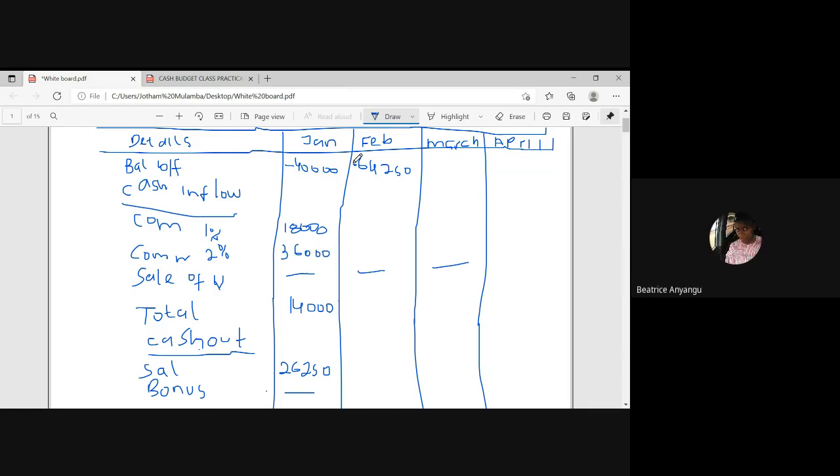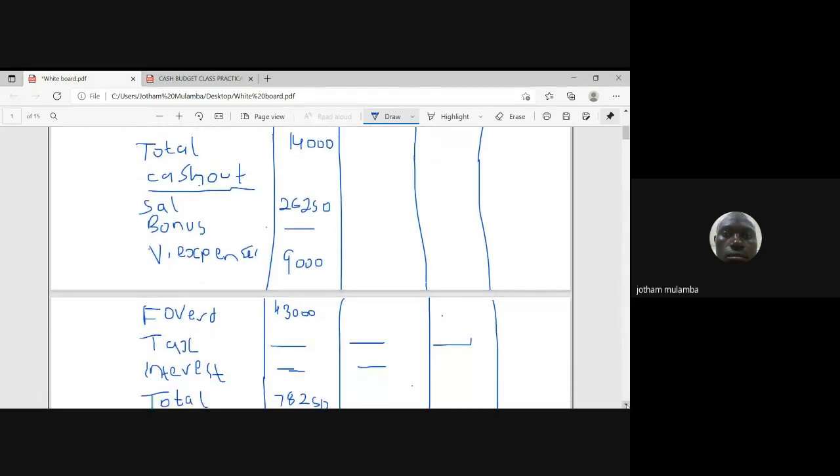Mwalimu, under that cash outflow, when I add, I get 39,550. Listen, it can't be 39,000 because fixed expenses alone is 43,000. There's no way you'll add and get less than 43,000. Sorry, I was adding 4,300. Thank you. Okay, we progress.